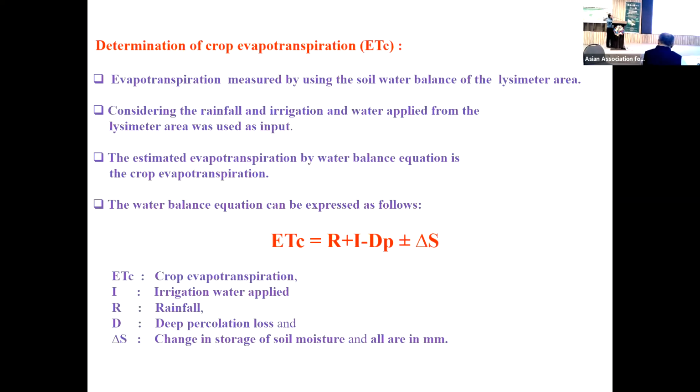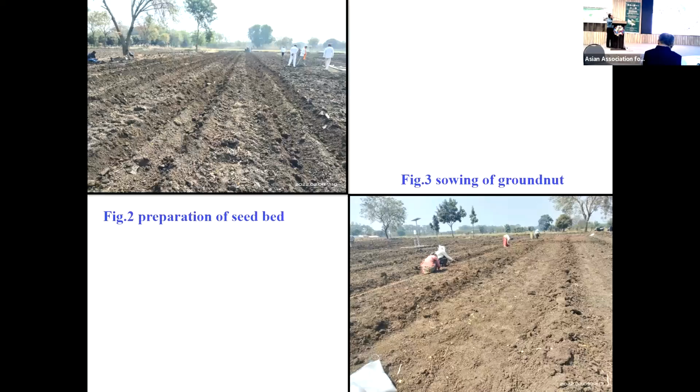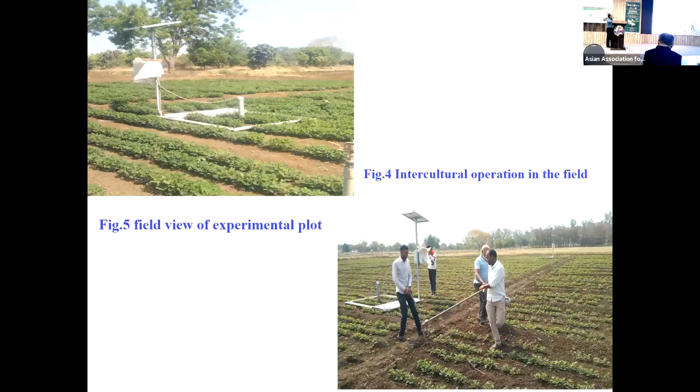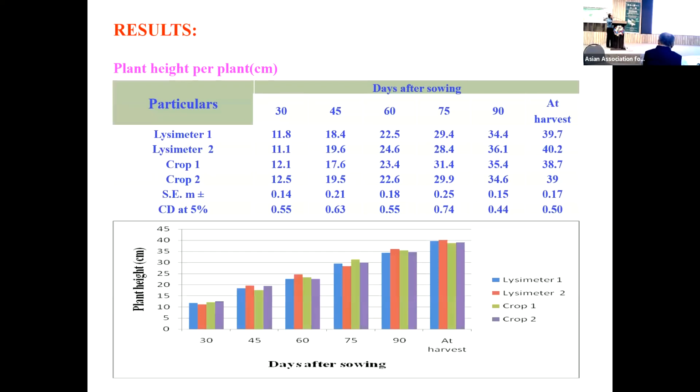Next please. These are the equations used for the water balance. Next please. This is where the groundnut experimentation is carried out. Next please. These are the field views of the groundnut. Next please. All these data in respect of biometric observations, plant height, number of leaves, were all taken for both the lysimeters as well as the surrounding areas. Next please.